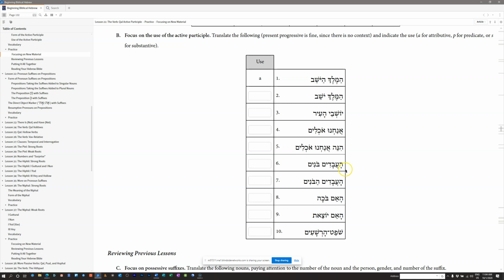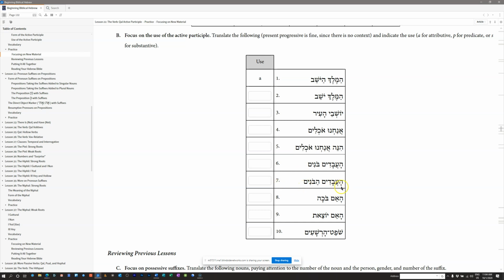Number 6, we've got ha'avadim bonim. All right. So bonim here, this is from bana. Third hay drops its hay. Then you got a vocalic suffix. So bonim is going to be building. It is indefinite. The participle is indefinite. Ha'avadim, that is definite. So that mismatch in definiteness is going to indicate that it is predicative. This would be the servants are building.